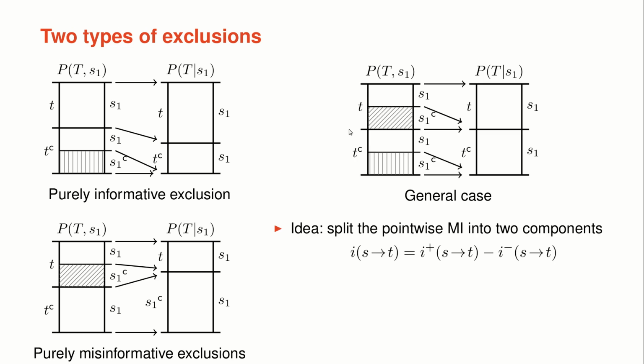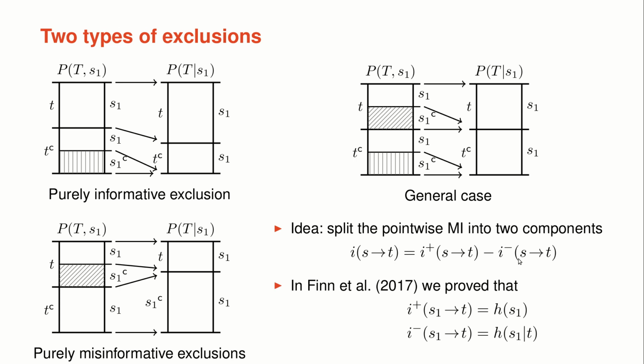But in general, we can have both of these exclusions at once. What we want to be able to do is to split the pointwise mutual information in two components associated with these exclusions, a positive component and a negative component. And what we did was to prove that if we want these components to increase monotonically with these exclusions, and we want to have a source chain rule, the only way to write down these components is as a Shannon information content of the source or a conditional Shannon information content of the source given the target. Now we know, of course, that we can decompose the pointwise mutual information in this way, but it's non-trivial to prove that this is the only way to do it that satisfies those properties.